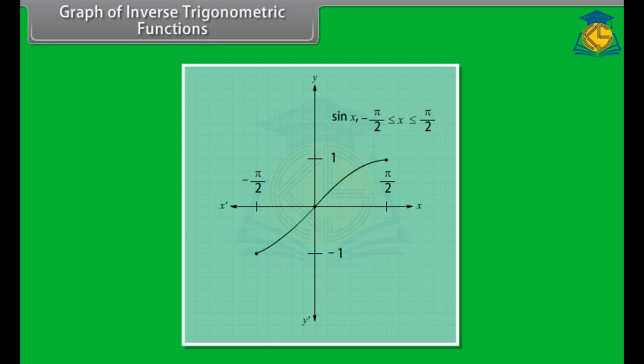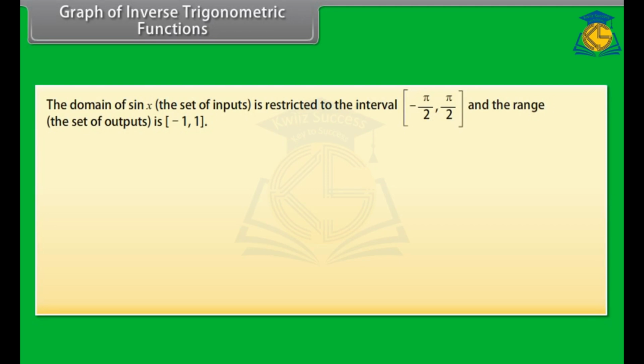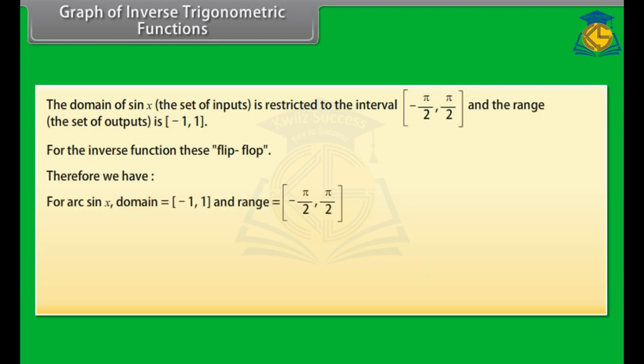Using this figure, the graph of arc sin x or sine inverse x can be easily obtained. The domain of sine x, that is, the set of inputs, is restricted to the interval [-π/2, π/2], and the range, that is, the set of outputs, is [-1, 1]. For the inverse functions, these flip-flop. Therefore, for arc sin x, the domain is [-1, 1] and the range is [-π/2, π/2].